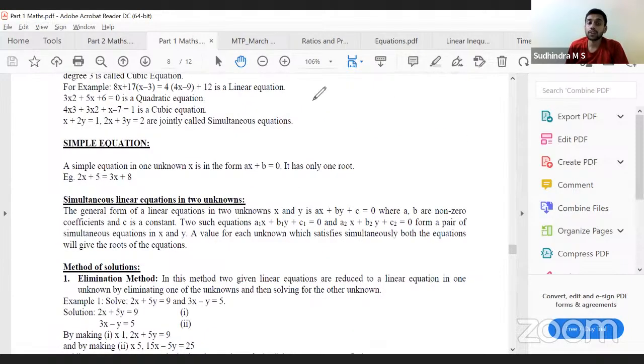If that equation has only one unknown x, that is a simple equation. If it has multiple unknowns, x and y, etc., we call it simultaneous linear equations. To solve a simple equation, only one equation is sufficient. But to solve simultaneous equations, we want a minimum of 2 equations to get the solution. Now, in case of simultaneous linear equations, there are various methods of solving, right?